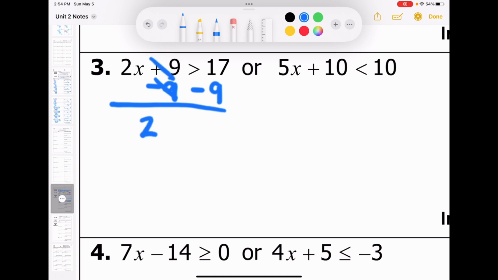And I'm left with 2x is greater than 17 minus 9, which is 8. And then I still have 2 sitting next to x, so I need to get rid of that. So I'm going to divide both sides by 2. So x is greater than 4.